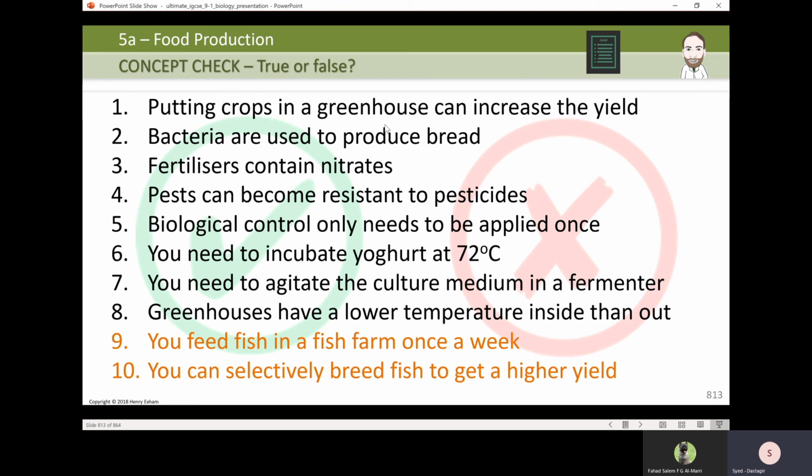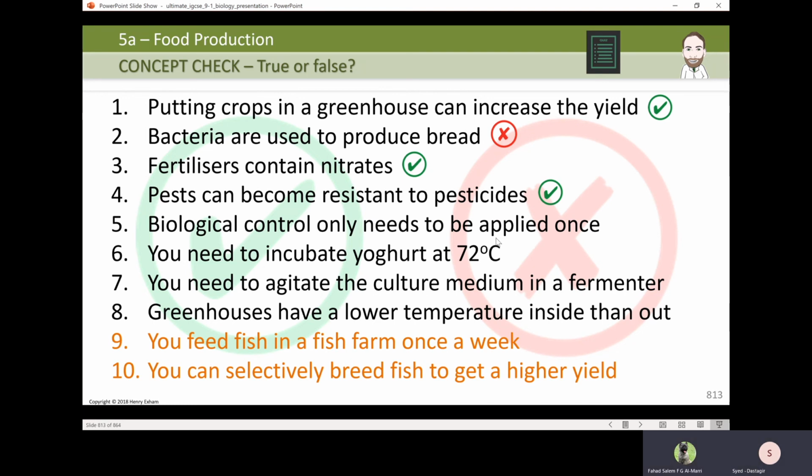Putting crops in a greenhouse can increase the yield. Yes or no? Yes. Good. Bacteria are used to produce bread. No, yeast is used to produce that. Thank you. Fertilizers contain nitrates. Yes. Good. Pests can be resistant to pesticides. Yes. Good. Let me just double check we're recording. Yes, we're recording. Okay.